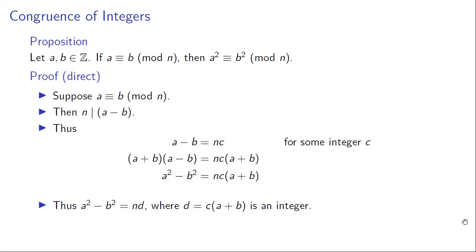So what does that let us conclude? Well, that tells us that n divides A squared minus B squared, because A squared minus B squared is equal to n times some integer. So thus n divides A squared minus B squared. Oops, sorry, I need to have parentheses here. Hold on. All right, so n divides A squared minus B squared. And therefore, based on the definition of congruence, we have that A squared is congruent to B squared mod n.